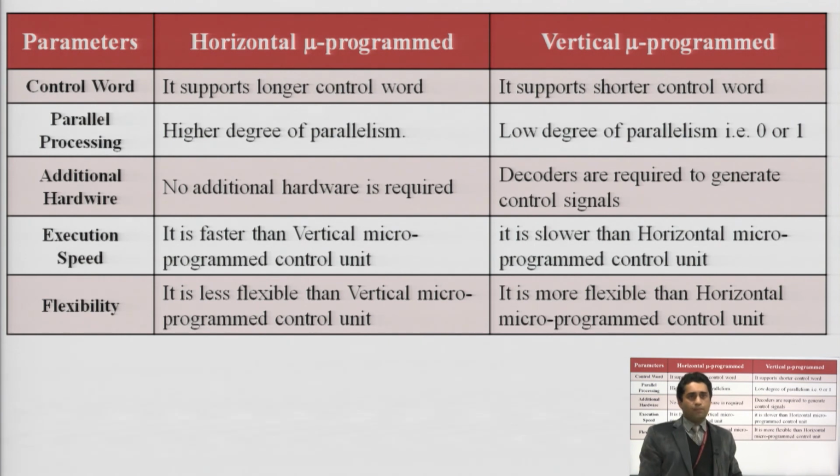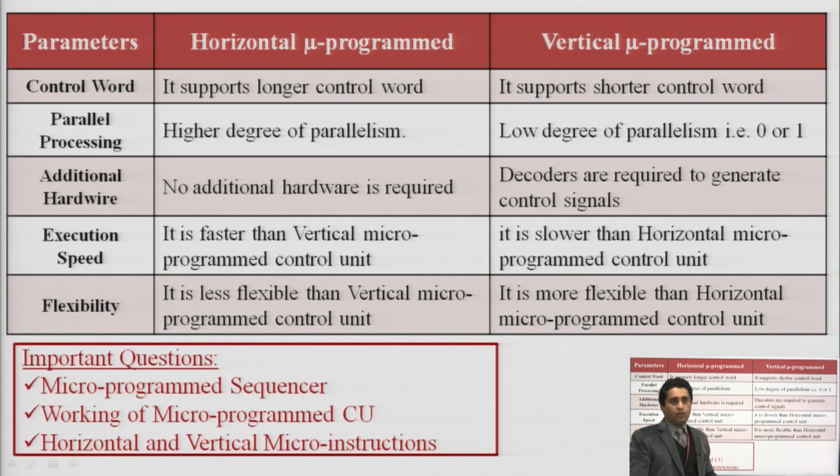You can see the parameters, execution speed, and if I talk about the university question, although all the topics are important, the majorly important ones are the microprogrammed sequencer, as I said, a 2 to 3 marks question. Then the working of the microprogrammed control unit, again a 5 to 7 marks question, and the difference between horizontal and vertical micro instructions. So these are the important ones.